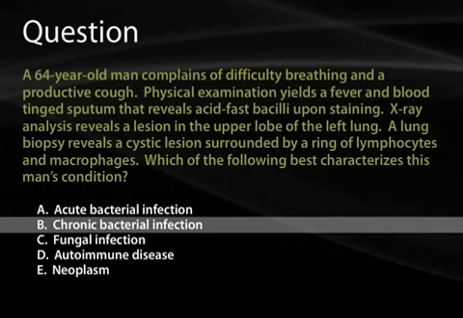The answer is B, chronic bacterial infection. You can see from this question that this is just screaming tuberculosis, right? We've got acid-fast bacilli, we've got a lesion in the upper left lung, we've got a cystic lesion that's surrounded by a ring of lymphocytes and macrophages, that's a granuloma. This is Mycobacterium tuberculosis, and this is chronic bacterial infection.